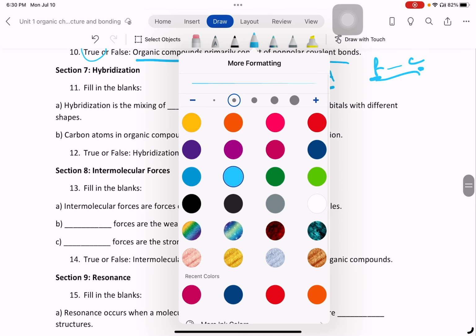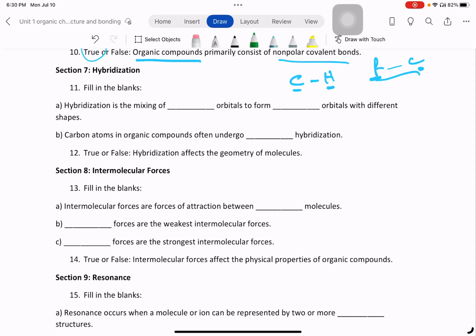Next, hybridization. That's another important topic that we can see. Hybridization is the mixing of atomic orbitals to form hybrids.